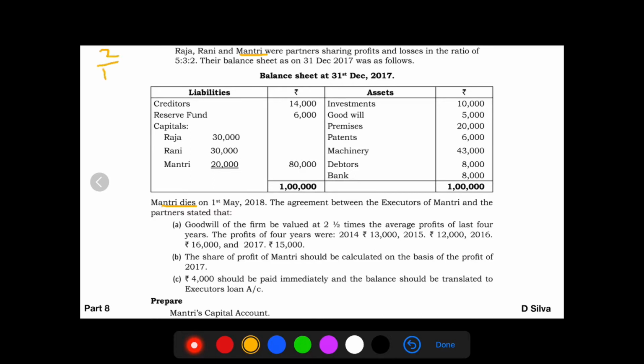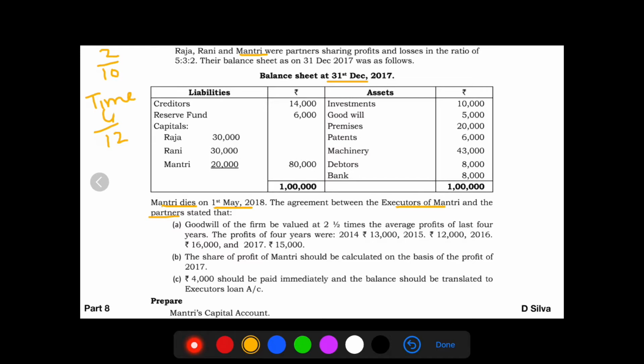His profit sharing ratio is 2/10. As per the date of balance sheet and the date of death, the intervening period is to be calculated from January, February, March, April. So we are going to get 4 divided by 12 as the intervening period. Next, the executors of Mantri and partners have decided the following, that they will give Mantri his share of goodwill.